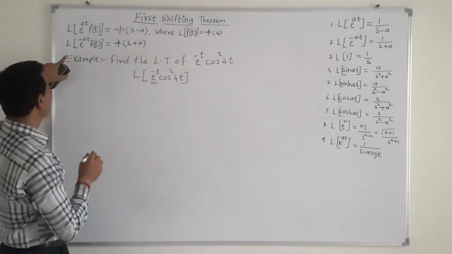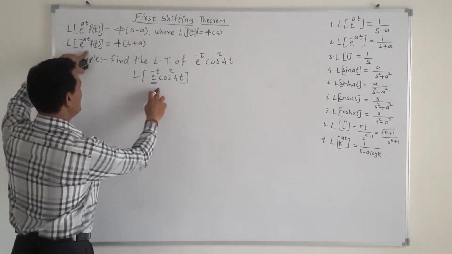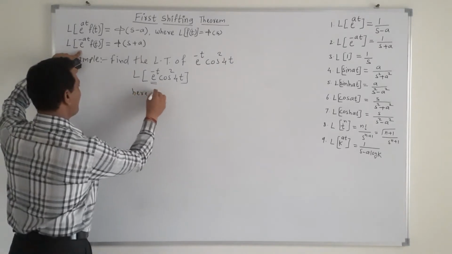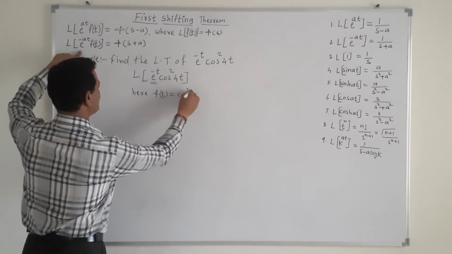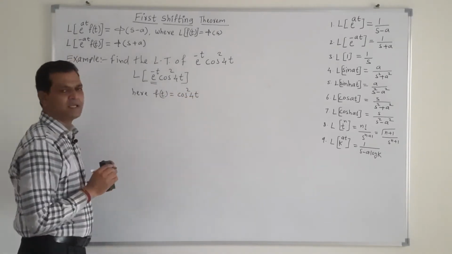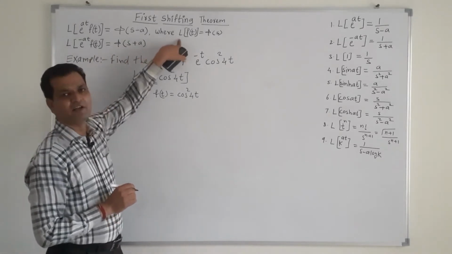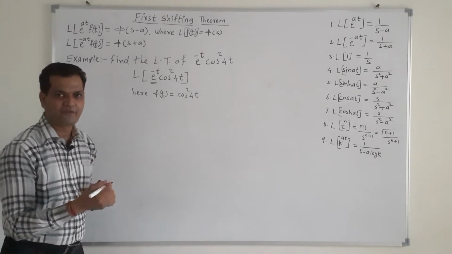So according to the first shifting theorem, this is the second part. We can compare this equation with this theorem, and then we get the value of f of t as cos square of 4t. Now according to this theorem, first find the value of the Laplace transformation of f of t and call this value phi of s.